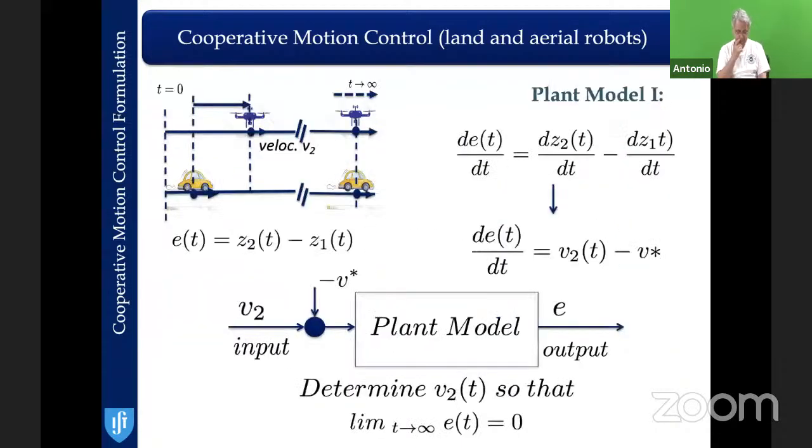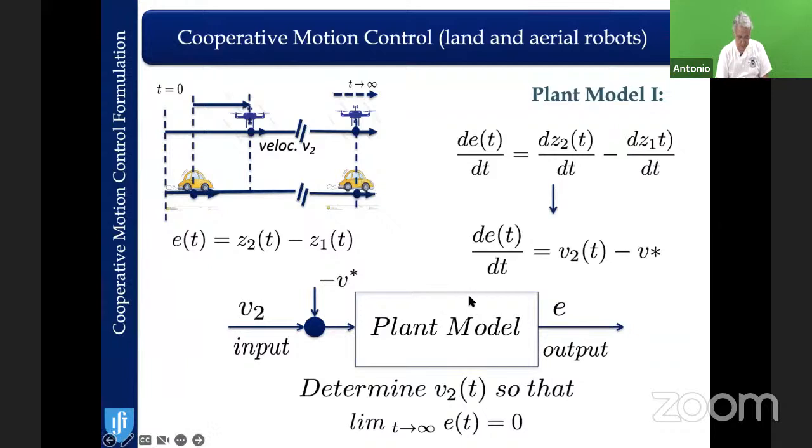So let's do this. If you want to drive the error to 0, you have to write down the dynamics of the error. So remember that error is Z2 minus Z1. If you compute the derivative, you get the derivative of Z2 minus the derivative of Z1. But the derivative of Z2 is what we call V2. It's the speed of the top quadrotor that you wish to control. And then you have the speed of the bottom vehicle that is fixed. We can extend this to the case where it is not fixed, but let's start this way.